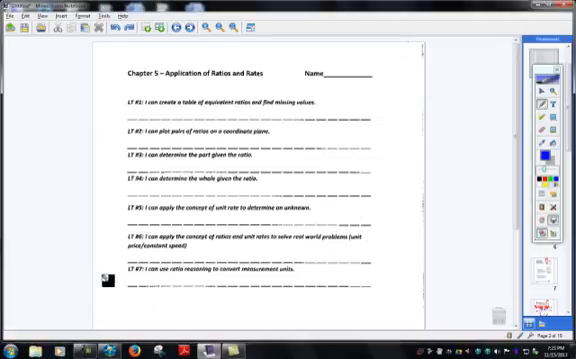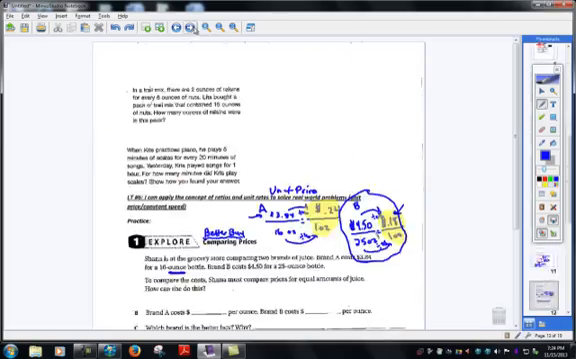All right, welcome to the final learning target of chapter 5, which is learning target number 7. I can use ratio reasoning to convert measurement units. All your life you've been using ratios, you didn't even realize it when you convert measures.